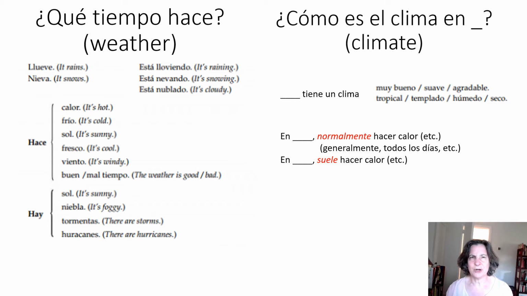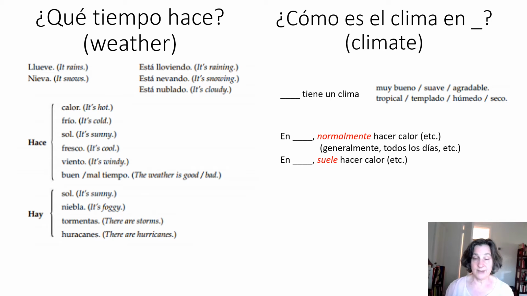I think these are all translated in the textbook, but seco is dry, templado is like medium, the others are more obvious. Another way to talk about the climate is to say what the typical weather is. So you can say, for example, en la República Dominicana normalmente hace calor. I'm sorry, that was a typo. It should be hace calor and not hacer calor. Sorry about that. Or instead of normalmente, you could say generalmente, todos los días.